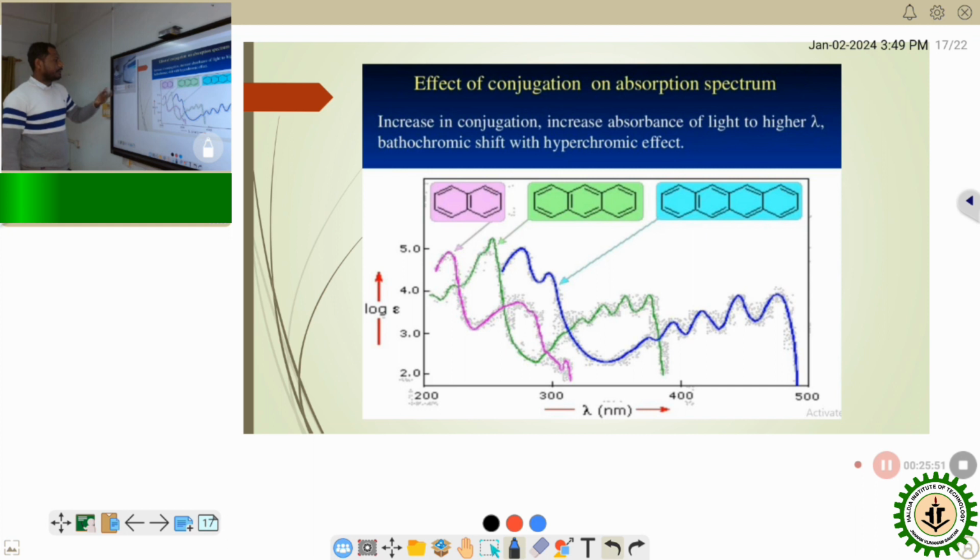Now here are some examples. In the case of naphthalene, this is the UV-VIS spectrum. Anthracene, this is the UV-VIS spectrum, and the tetracene molecule. With a more conjugated system, the effect of conjugation on absorption spectroscopy is shifted towards the longer wavelength region. So a red shift is observed basically.